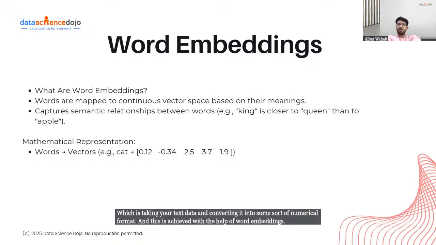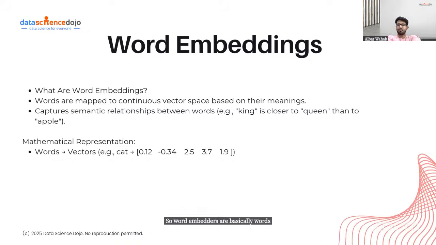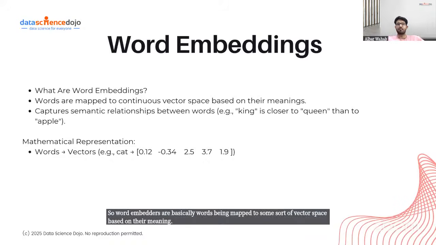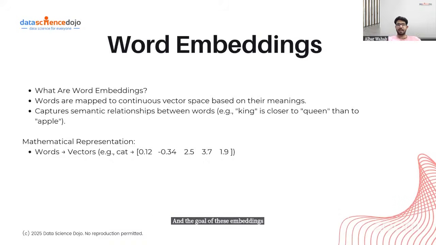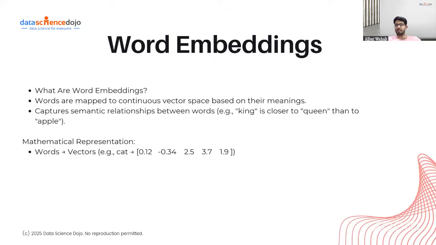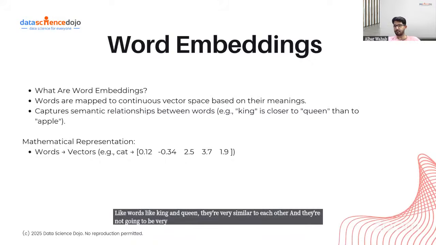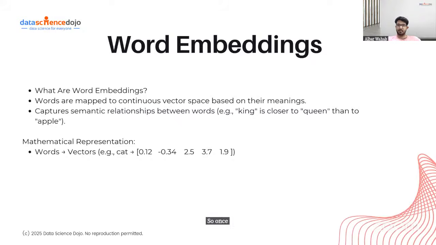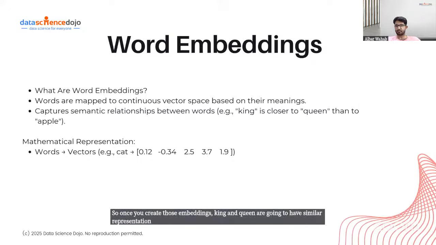So word embeddings are basically words being mapped to some sort of vector space based on their meaning. And the goal of these embeddings is to capture semantic relationships between different words. Like words such as king and queen, they're very similar to each other, and they're not going to be very similar to apple. So once you create those embeddings, king and queen are going to have a more similar representation than apple.